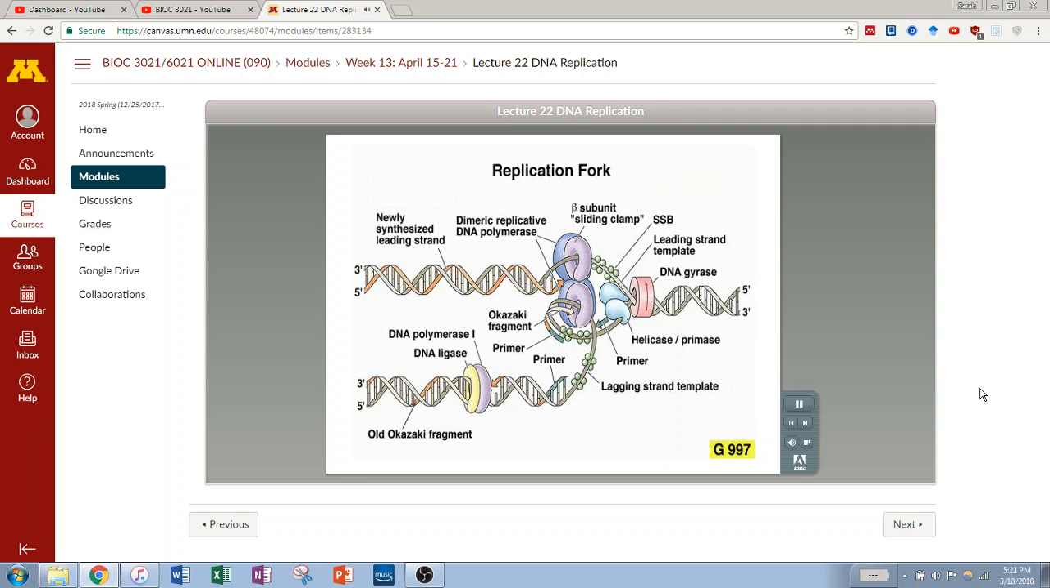There's another protein designated SSB in the diagram, which is involved in maintaining the separation of parental strands. The letters SSB stand for single-strand binding protein. The function of this protein is to stick to the separated strands of parental DNA to keep them from rehybridizing before they can be replicated by the polymerase III.